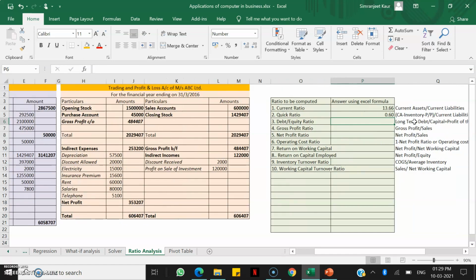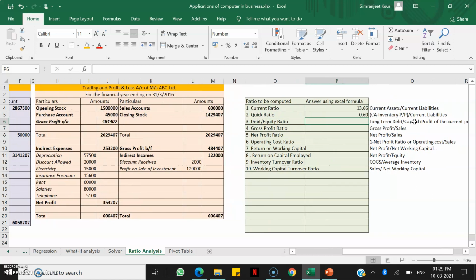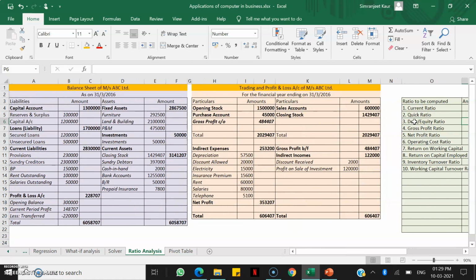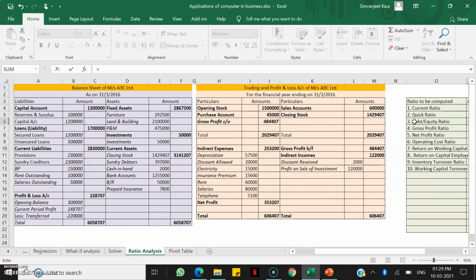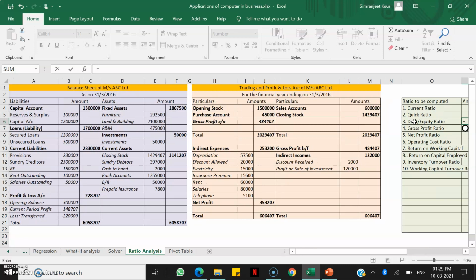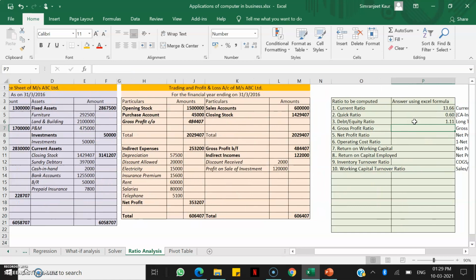Now coming to debt equity ratio. So debt will include my long term debt divided by my equity, right? So I'll press equal to. So coming to my debt, so debt will include all my long term liabilities divided by my capital plus my profit, since this is also part of the total equity because this belongs to the shareholders. I'll press enter. So this is 1.11.